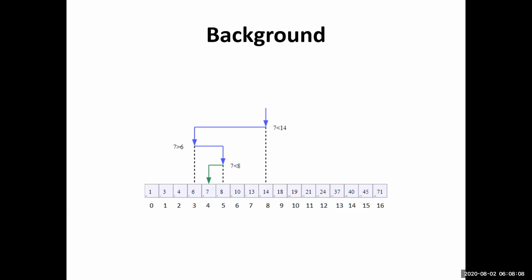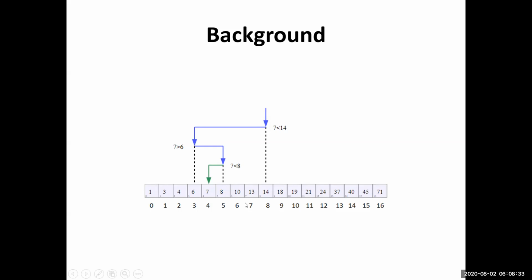Now the lowest index is 0. Now the highest index needs to be reassigned with the value mid minus 1, that is 7. So between 0 and 7, we have to search for our key in the first half of the list. Now 7 is less than 14.